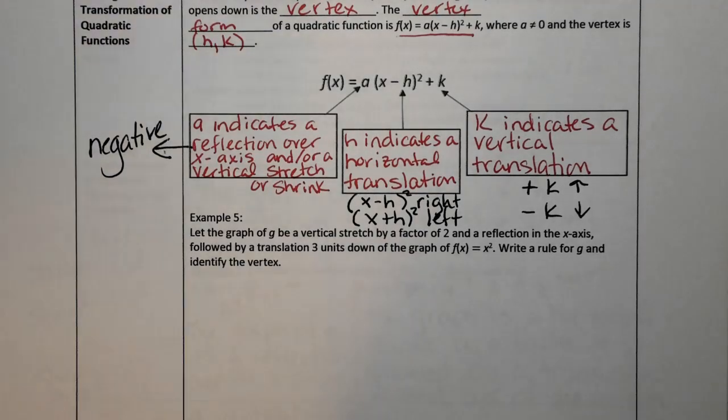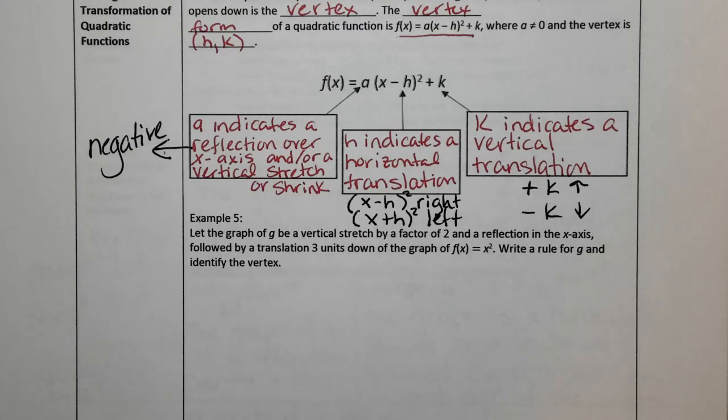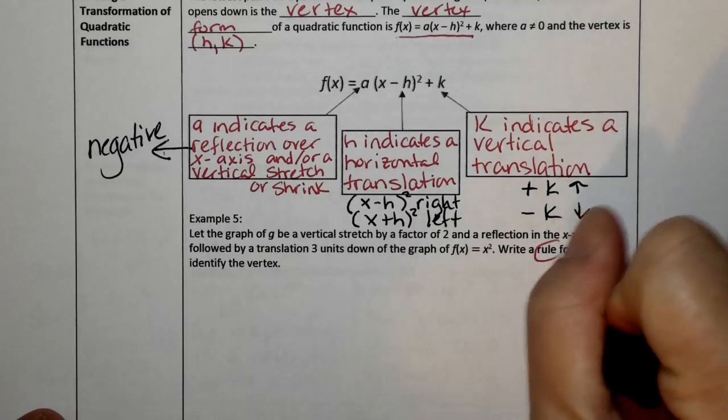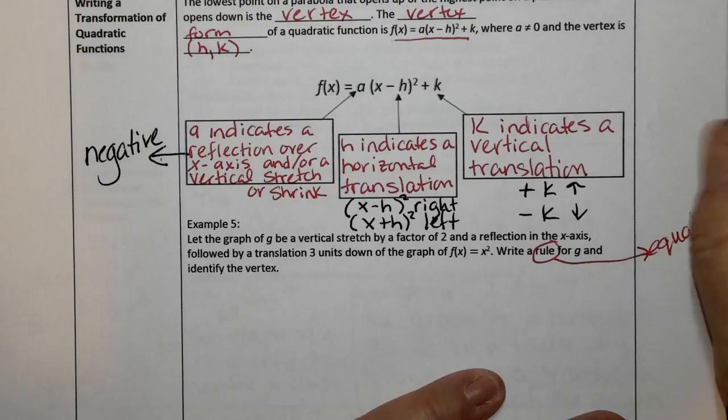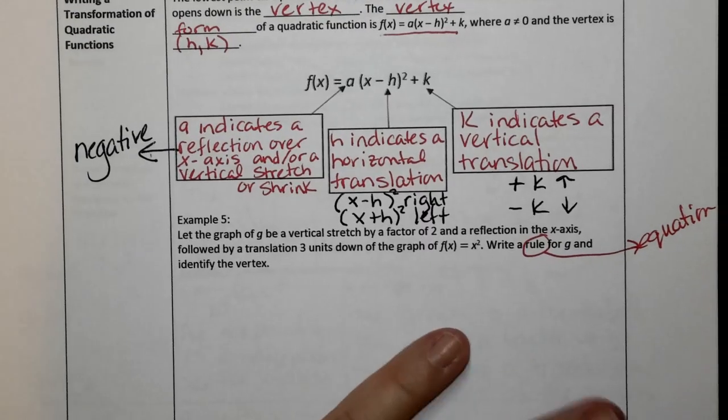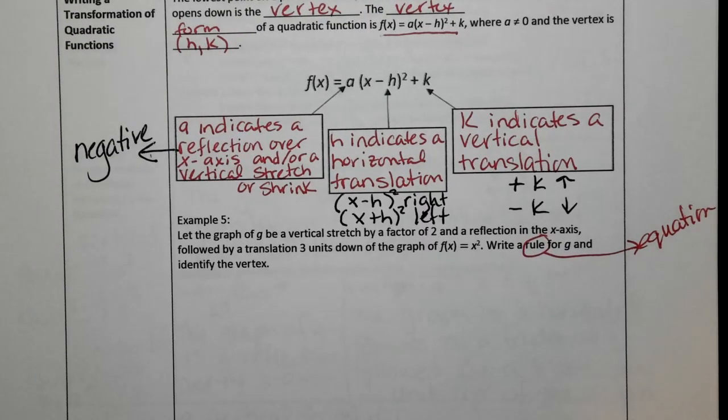All right, example 5. Let the graph of g be a vertical stretch by a factor of 2 and a reflection in the x-axis, followed by a translation 3 units down of the graph of f of x equals x squared. Write a rule. Remember, this word just means equation. You're writing an equation for g, and identify the vertex.